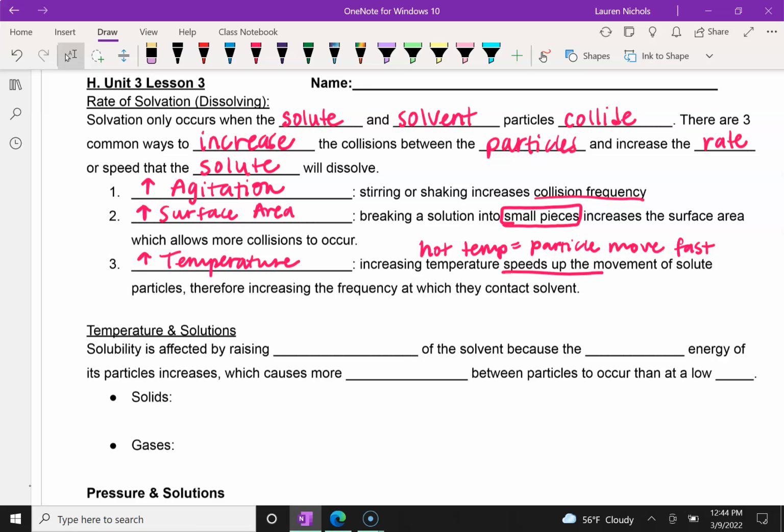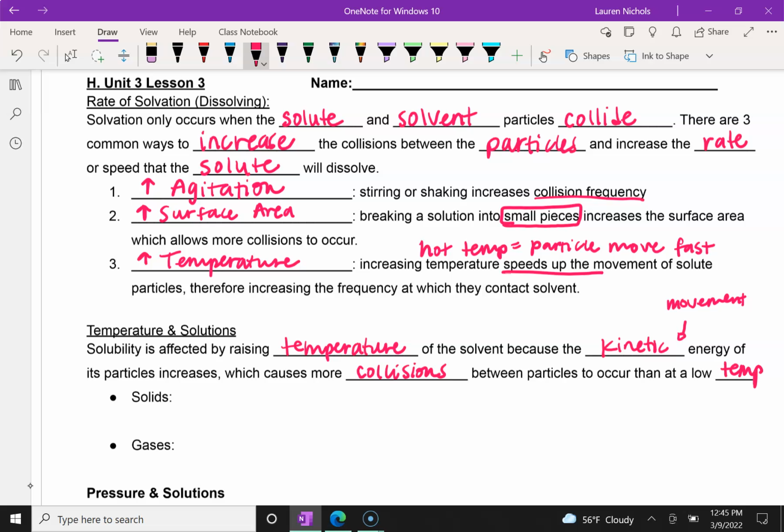So let's dive into temperature a little more, because temperature is unique in the fact that it's going to affect solid and gaseous solutes differently. So solubility, or the amount that you can dissolve, is affected by raising the temperature. So temperature affects how quickly it dissolves, but also how much of it dissolves. And that's because of the kinetic energy. So remember, kinetic energy from physical science is referring to the energy of movement. And so when the kinetic energy of the particles increases, this causes more collisions between particles to occur than at a low temperature, okay?